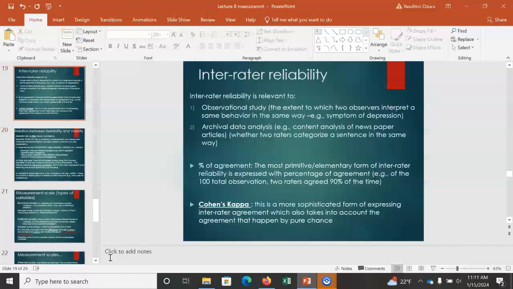And inter-rater reliability we already talked about. In an observational study, inter-rater reliability is very important. It's usually indicated by the percentage of agreement of the interpretation across two or more individuals. And a more sophisticated measure is Cohen's kappa.